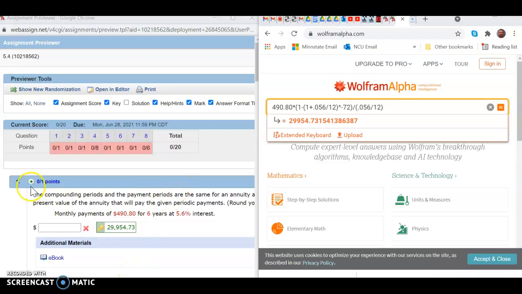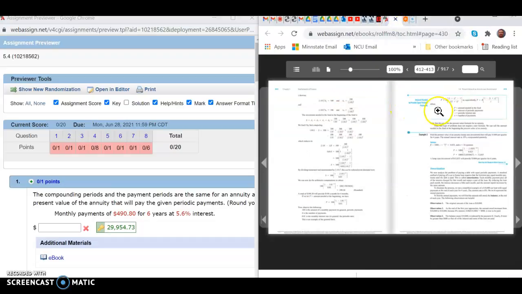So we were trying to do number 1 and 5.4, and I kept getting the wrong answer. We were using the right formula, so it does need to be this formula here. Let's see if I can zoom into it.